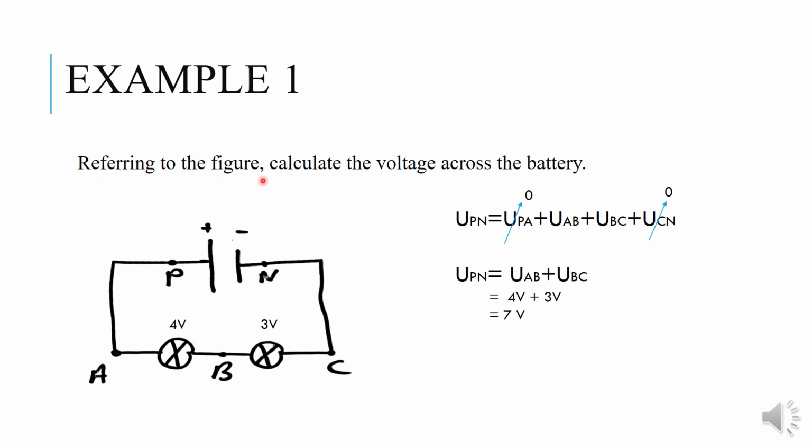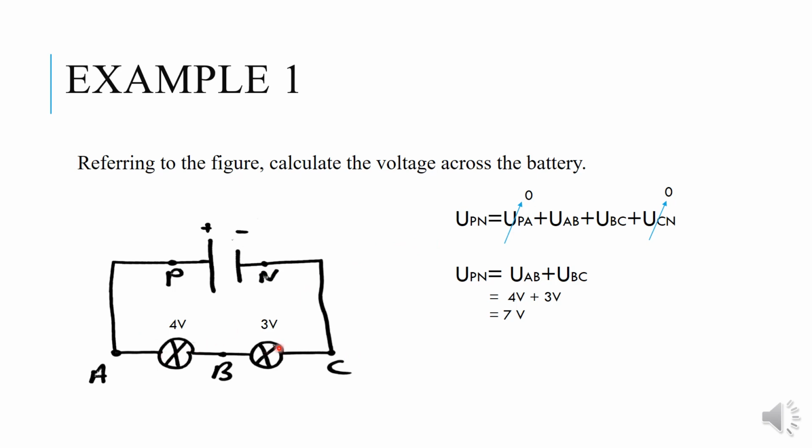Example 1. Referring to the figure, I have to calculate the voltage across the battery. So I have to calculate UPN. The voltage across the battery is UPN. I have to apply the law of addition of voltages by following the points in the circuit. So UPN is equal to UPA plus UAB plus UBC plus UCN. First, UPA is crossed out and UCN is crossed out. Why? Since they are connecting wires, the voltage across connecting wires is 0 volts.